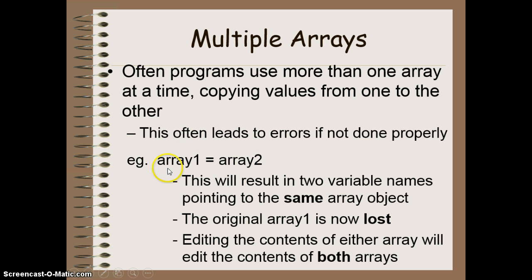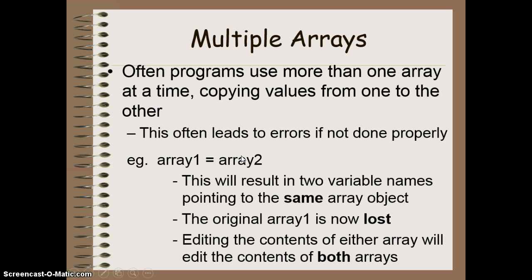This means that whatever array1 was pointing to before is now lost. It's no longer existing anymore. It's gone. It's been replaced by pointing to the same data that's stored here. This means that if I change the values in any of the elements in array2, I'm also changing the same values in array1 because they're both pointing to the same set of data.